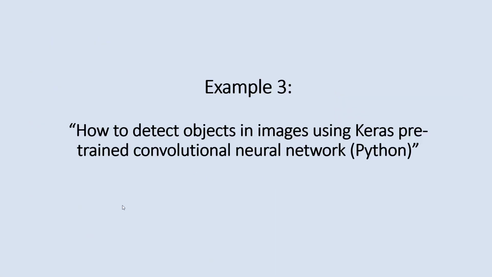In the previous example, we detected cats and dogs from images using a convolutional neural network created from scratch. And in this third example, the same problem is going to be done, but using a pre-trained convolutional neural network. There's a video for this example as well, which is in the references of this video. And in the next slide, we're going to talk about this third example.